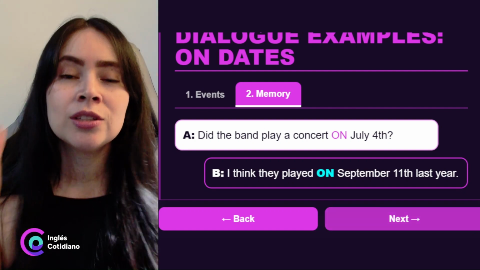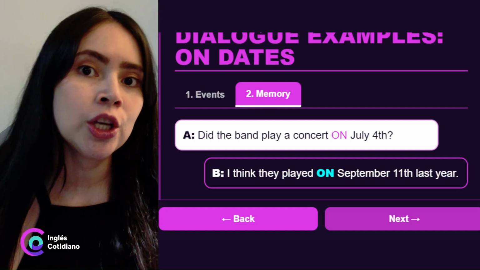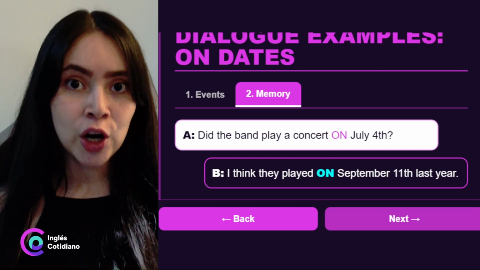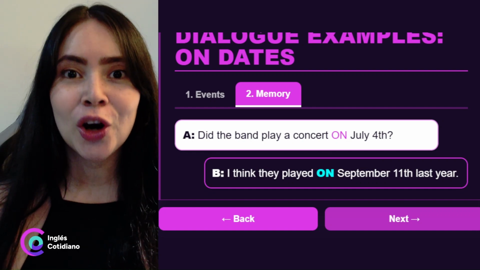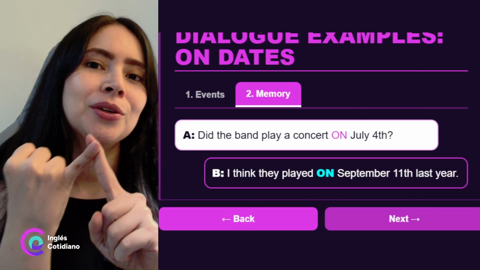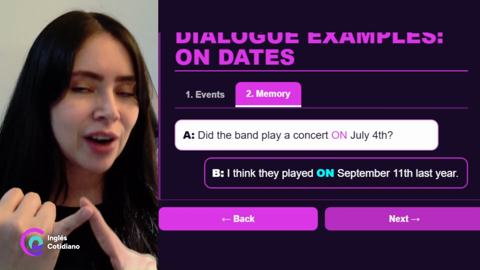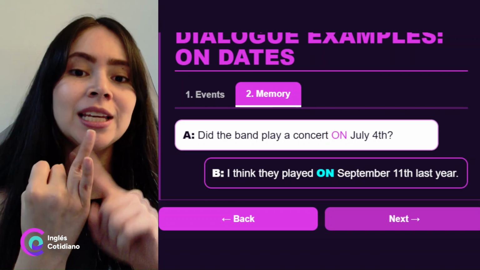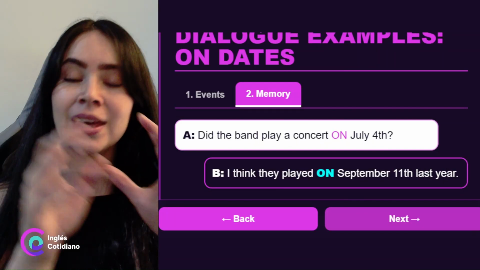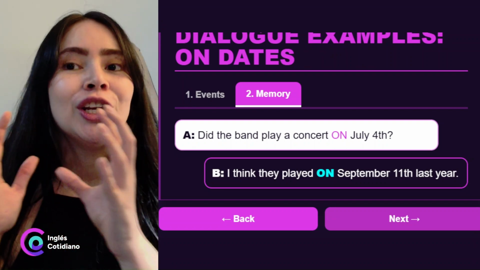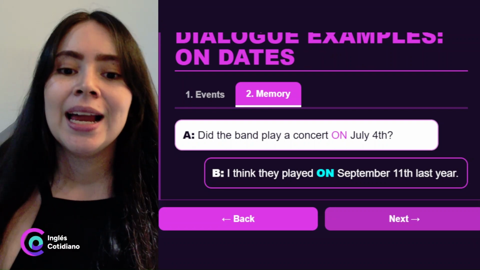So, this is the second situation in which we can use the preposition on. So far, we have learned that we can use the preposition on when we mention weekdays: on Monday, on Tuesday, on Wednesday, on Friday, on Saturday, on Sunday. And the second is when we mention complete dates, the month and the number: on September 11th, on November 2nd.